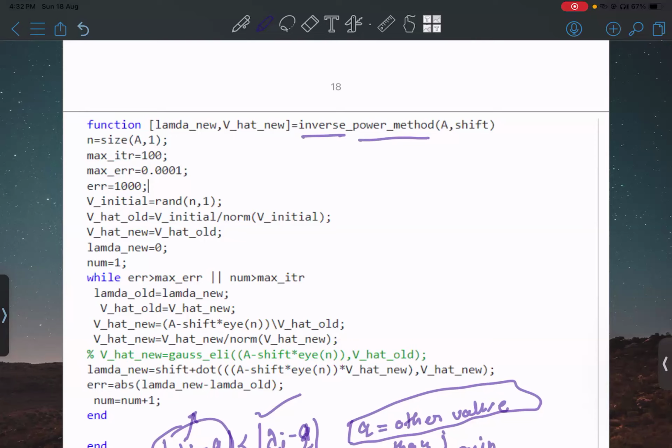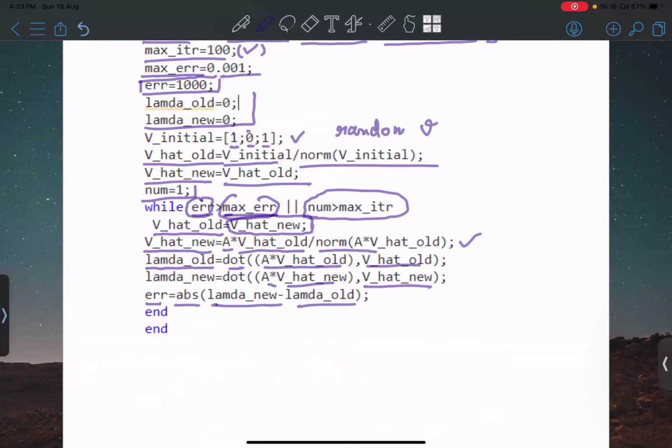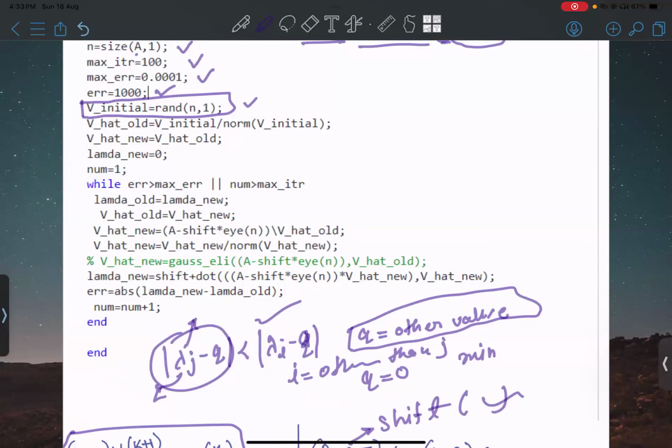So how have I made this function? This function takes two inputs: first, the matrix for which we wish to find the eigenvalues and eigenvectors, and second, the shift q. Then I find the size of this A matrix, m cross m, whatever the size. Maximum iteration I have defined as 10, and some maximum error, and some initial error. Now I have taken v as a random value. Earlier I took v equal to 1 0 1, but v can also be a random value, so here I have taken it as random.